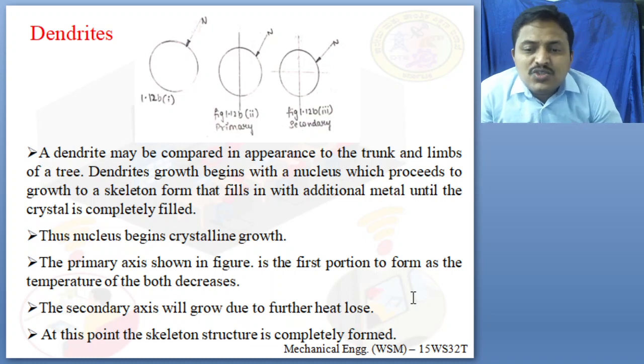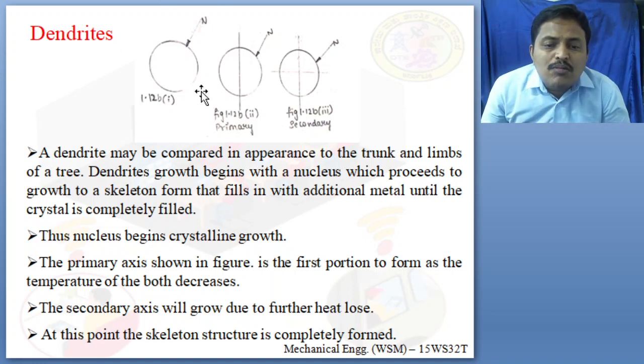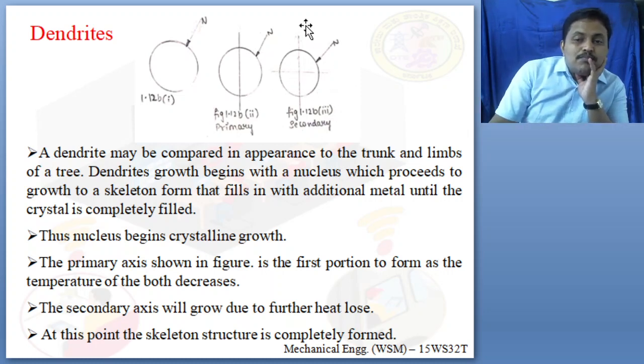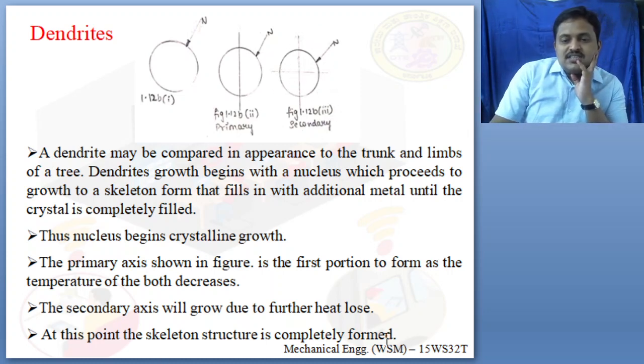So the primary axis shows that the first portion is formed as the temperature decreases. Here in this first sketch, you can see what happens in this crystal structure. So this is the first axis, the primary axis. It is partially, about 50%, formed. Whereas the second axis is formed with further heat loss, which means the growth is almost complete. So at this point the crystal structure is completed.